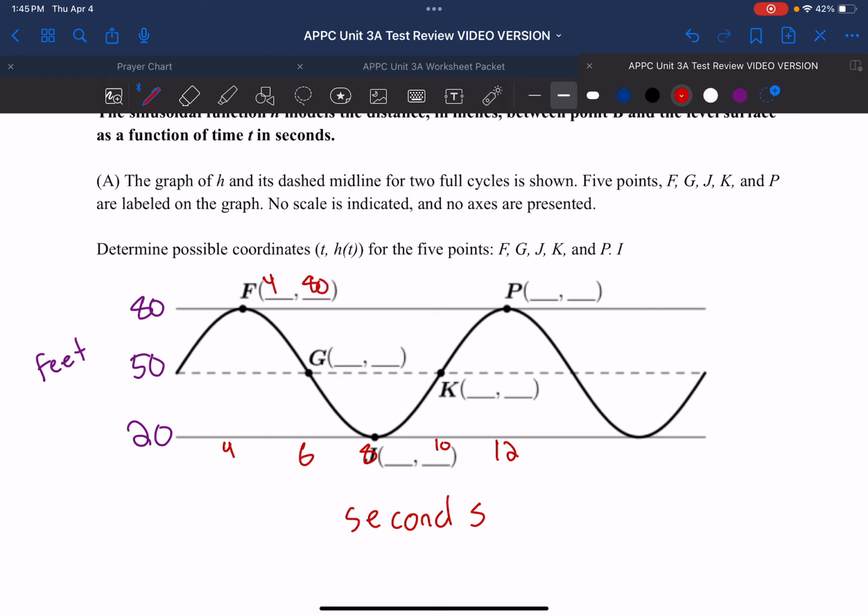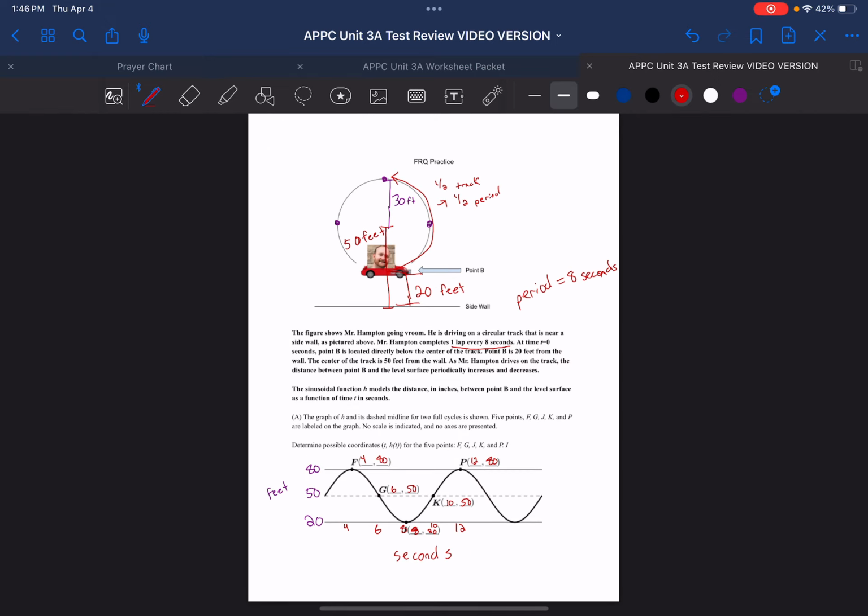So my points here would be 4, 80, 6, 50, and make sure on the test you fill in these coordinates because that's what this says. 8, 20, then 10, 50, 12, 80. Okay.